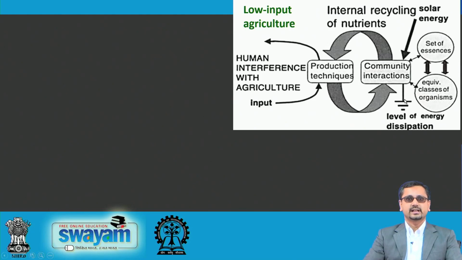This low input agriculture is earthed here symbolically, which means that they are commensurate with the laws of nature, and at the same time they are completing the cycle within themselves.